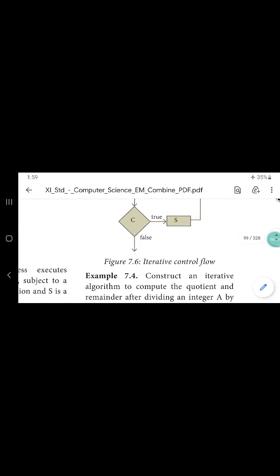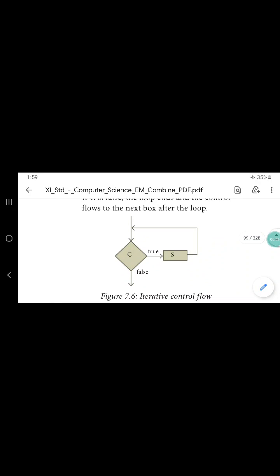Here the syntax has been given and also the flowchart. If C is true, it goes to S and again the condition is checked. Until the condition becomes false, this is repeated again and again. If it becomes false, it just comes out. This is called iteration. In your book they have given some examples. You can go through the examples. If any doubt, let me clarify.